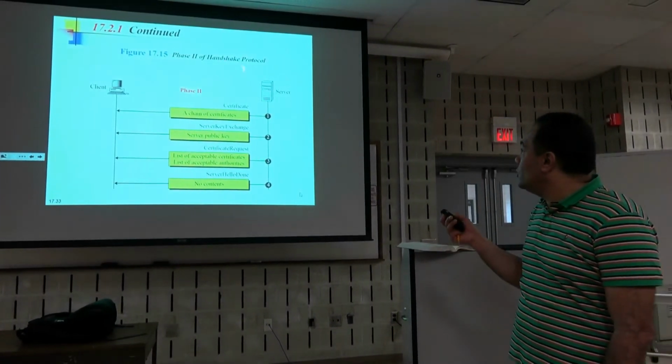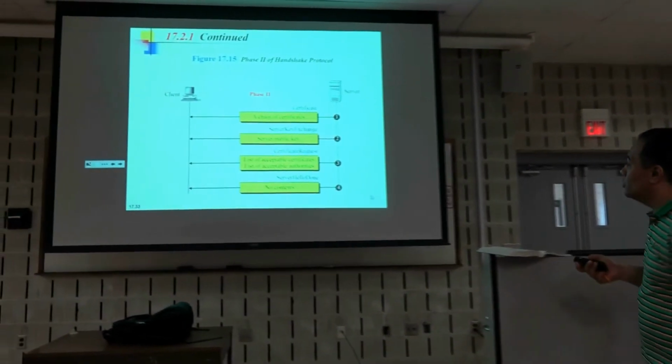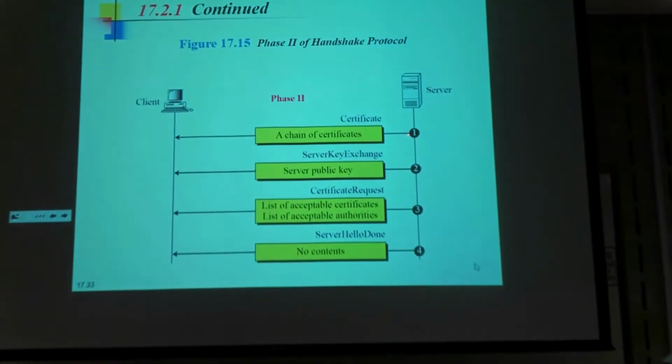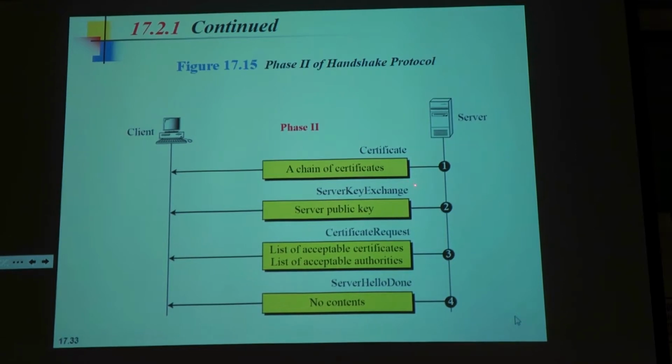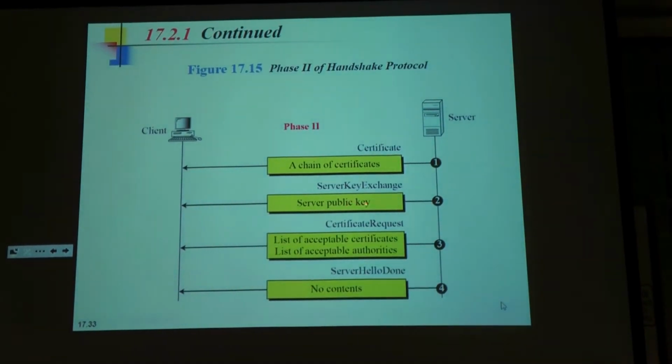In the phase two handshake protocol, the server sends a certificate, a chain of certificates, and server key exchange, the server public key. It will send it certified, and a certificate request, a list of acceptable certificates, a list of acceptable authorities. And the server hello is done, it will send no comments for that.